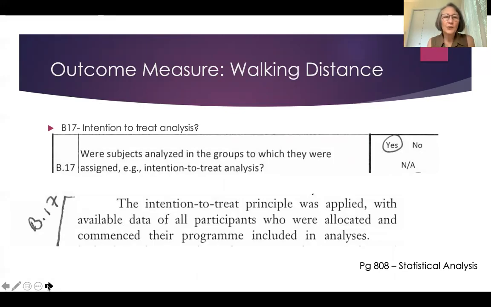Was intention to treat followed? They describe on page 808 that the intention to treat principle was applied, with available data of all participants who were allocated and commenced their program included in analyses. So they included everybody that they could, and the people were kept in their allocated groups, meaning there was no crossover.